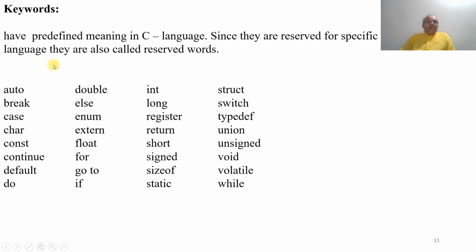The meaning of this is that we cannot use these as variables when we are trying to define the variables. So these are the keywords or the reserved words.